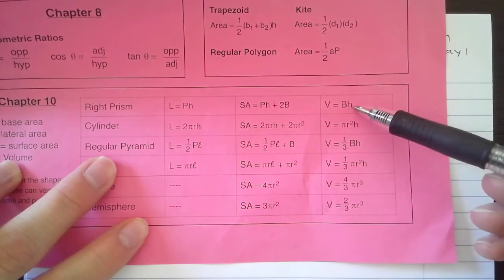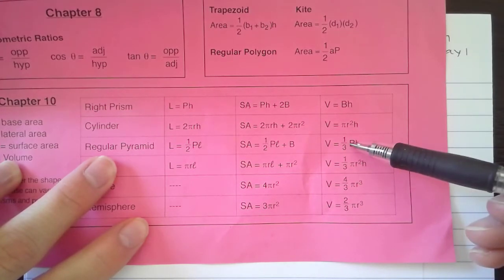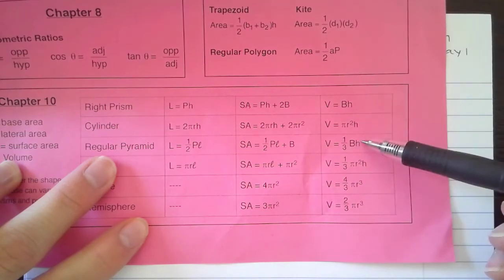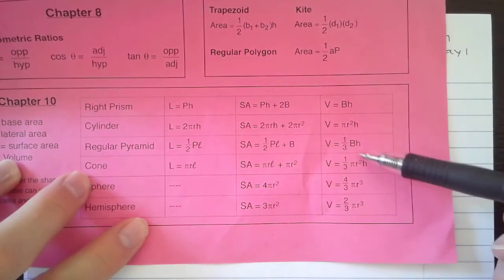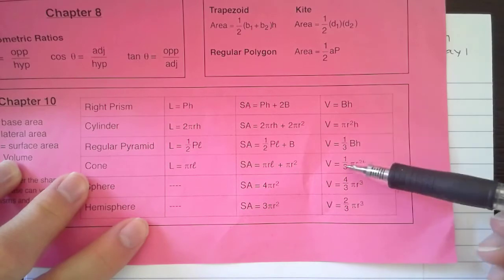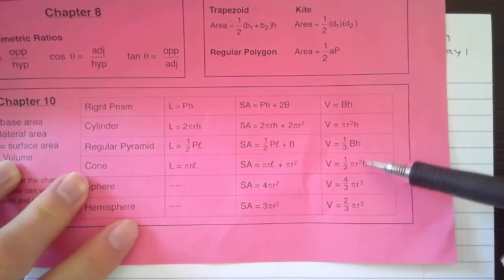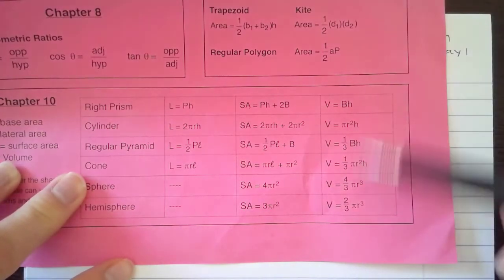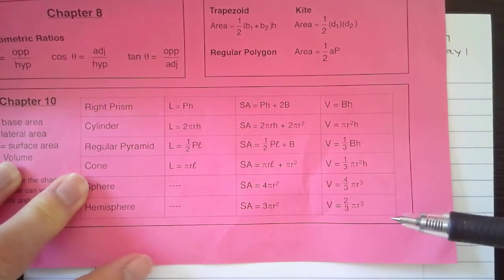Instead of the area of the base times the height, it's just 1/3 of the area of the base times the height. So these are very, very similar. Same thing with cylinder and cone. Instead of pi r squared h, it's 1/3 pi r squared h. So I think it's a lot less work, especially when we're also talking about composite figures again. It'll be easier to add those things up.